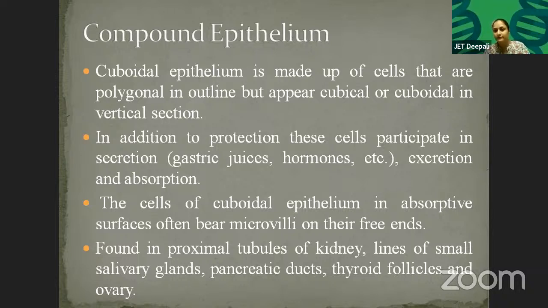Where is the thyroid gland situated? H-shaped, near the trachea: one thyroid lobe on one side, the second on the other, outlining your trachea. Okay, the trachea is a pipe. And the ovaries, so you must be knowing where the ovaries are situated.